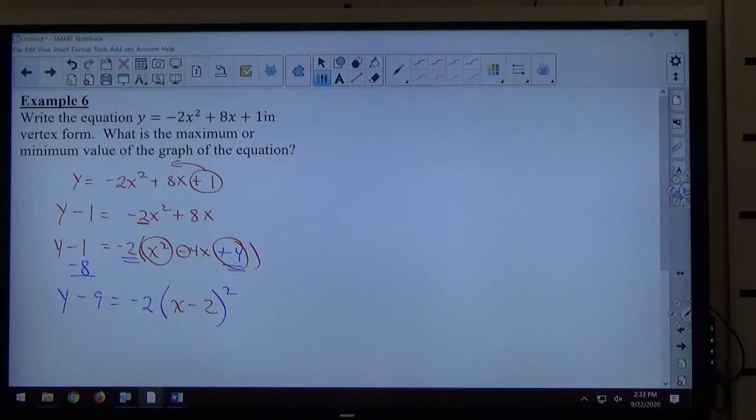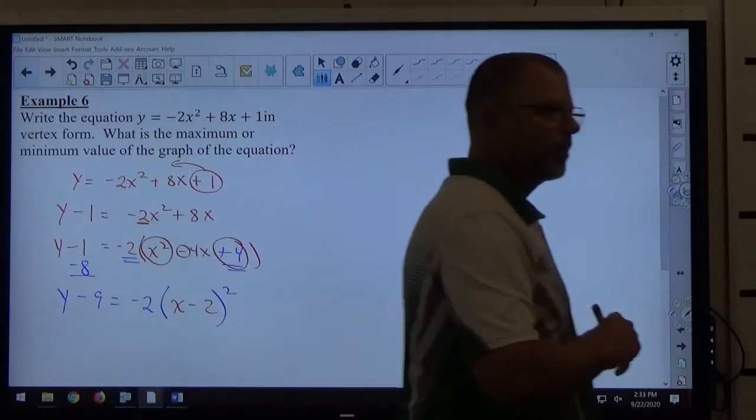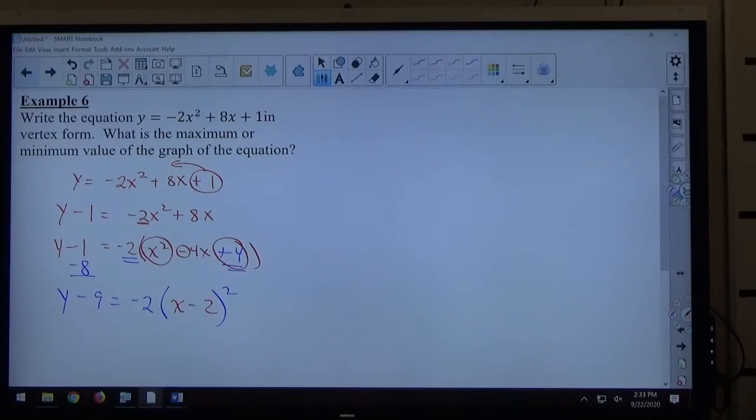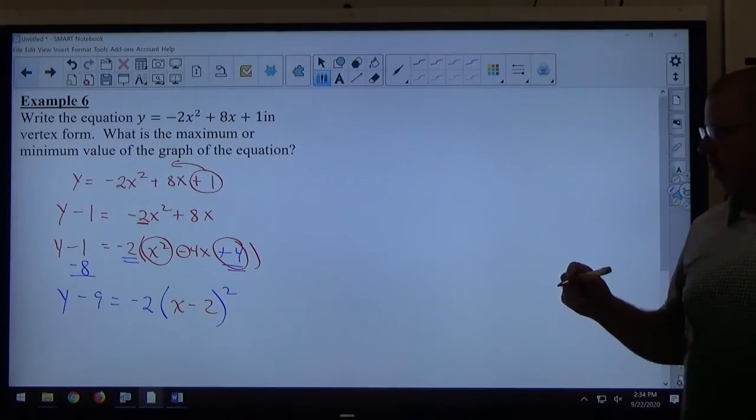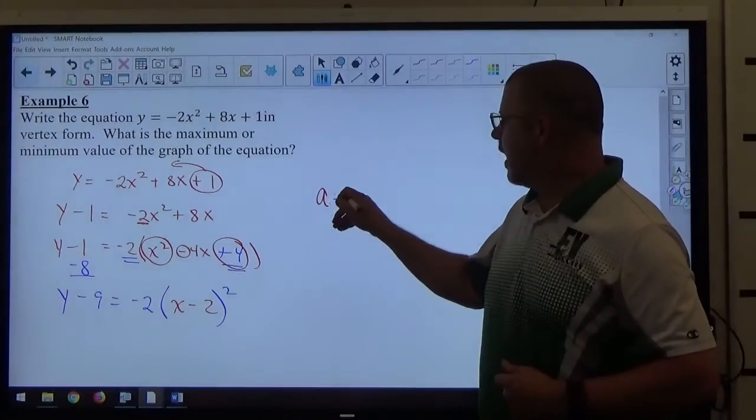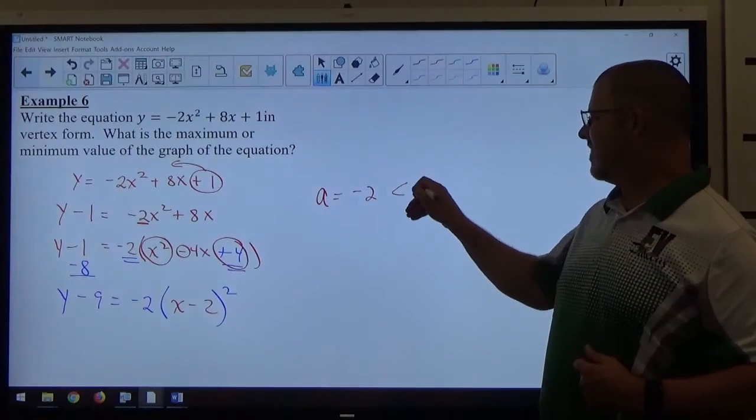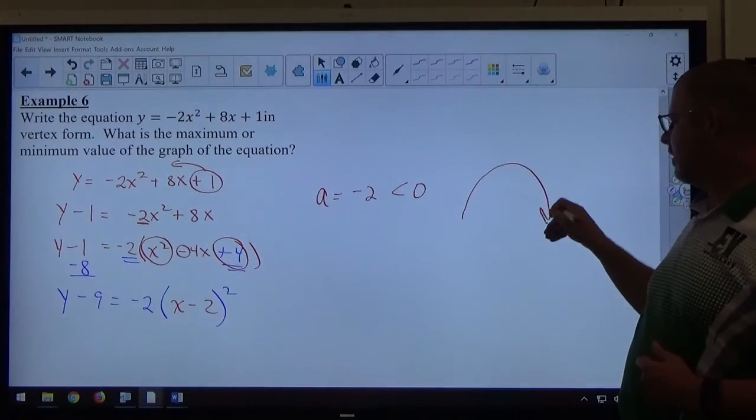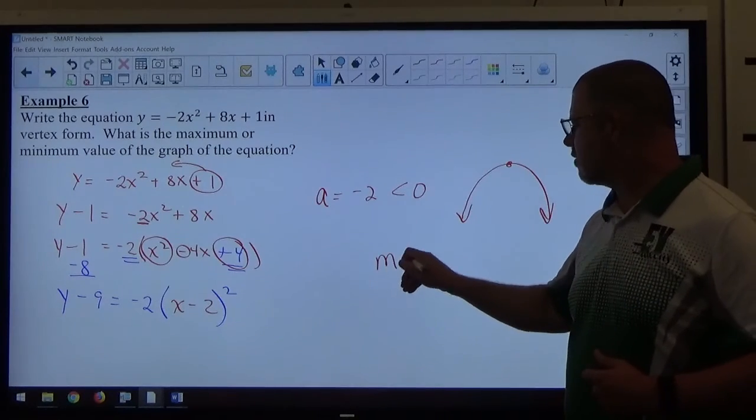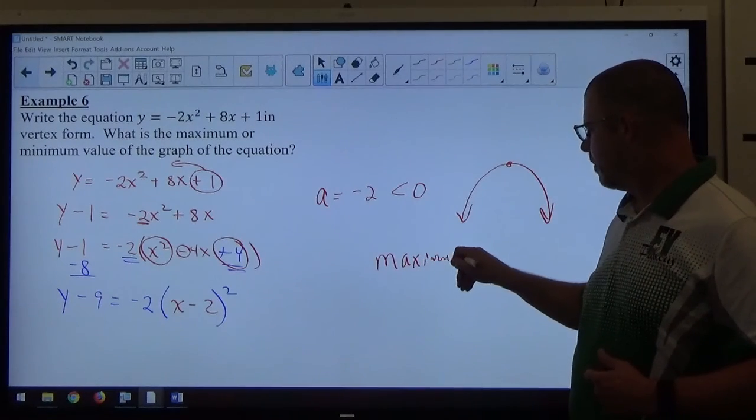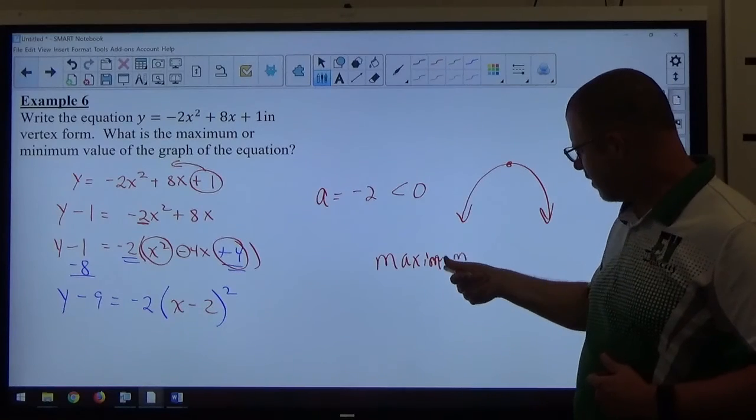I actually like these. It's pretty simple to do. It's just a matter of getting accustomed to the little tricks that happen along the way. Be careful with those little tricks. This one's way easier than the last. Well, it's a little easier because you already saw one. So, once we get to vertex form, now we start investigating this structure, right? This time a is equal to negative 2. Negative 2 is less than 0, which means the graph turns like this, which means our vertex represents a maximum. This has a maximum value.